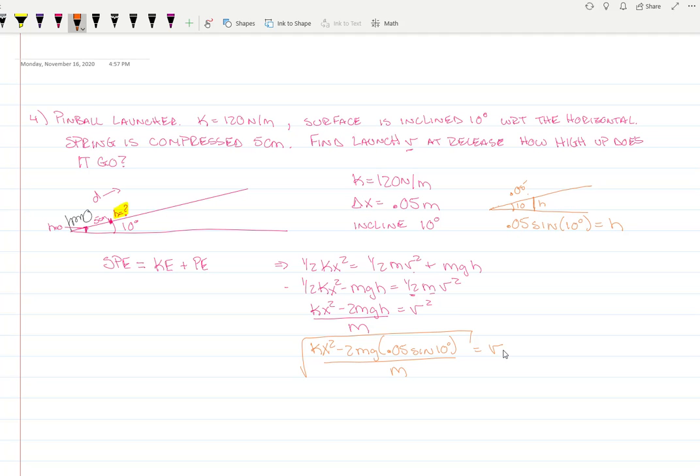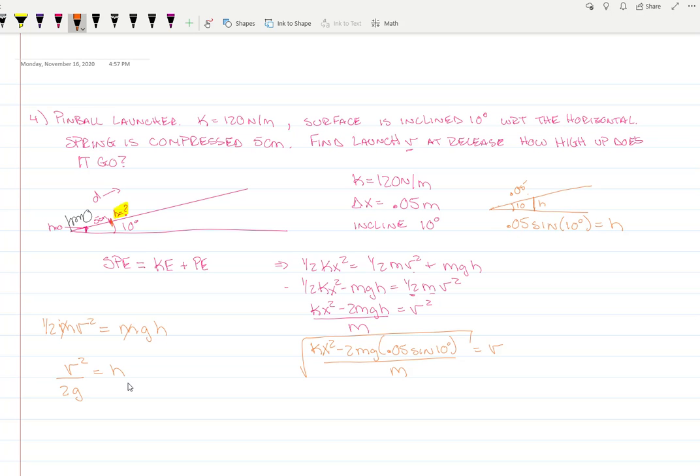And then it wants to know how high I'm going to go. Well, I'm just going to reverse engineer what I just did. From this point, the spring is no longer acting after I've gotten this initial velocity. So I'll have 1/2 mv squared, so my kinetic energy is all going to go into moving it up the hill, mgh. So my masses will cancel, and I'll end up with v squared over 2g equals h.